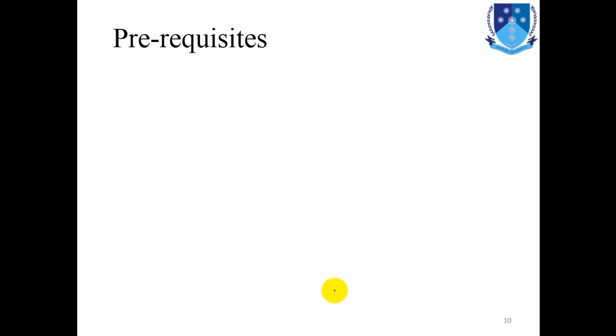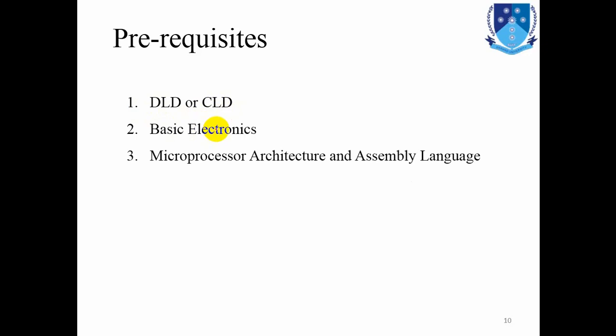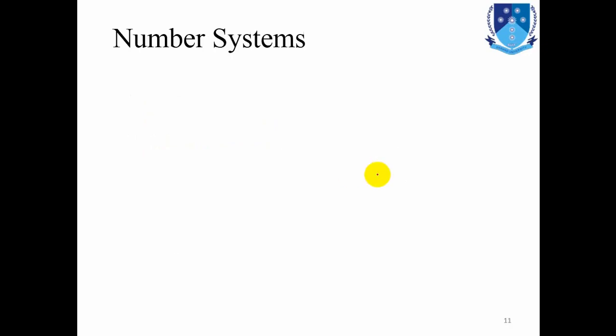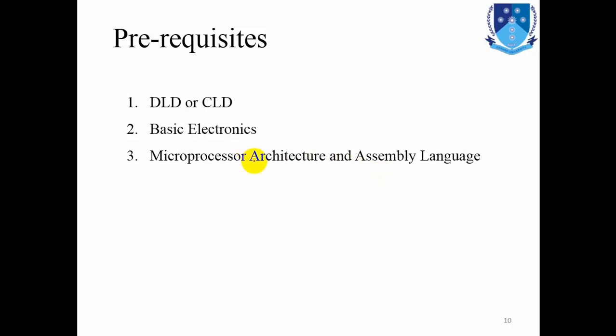Prerequisites for the computer architecture course: the knowledge of those courses which are required for a better understanding of the current course. These prerequisite courses include digital logic design, also known as computer logic design, basic electronics, which can be classified in various programs as electronics 1 and electronics 2, and the third one is microprocessor architecture and the assembly language. So if you have sufficient knowledge of all these three courses, it will be very easy to understand the computer architecture course.